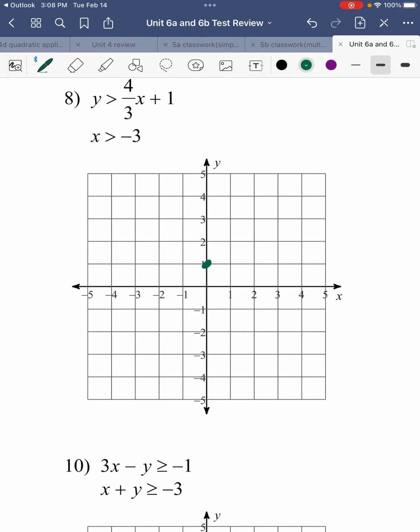Let's graph the second one. We have positive 1. We're going to go up 4, right 3, or down 4, left 3. It is not equal to, so that equal to is not there, so it's going to be a dashed line. So say that it's not equal to.